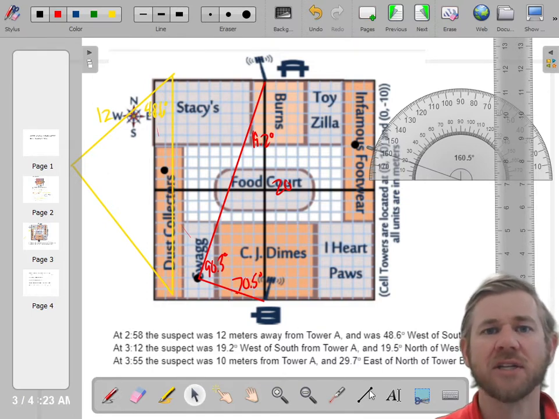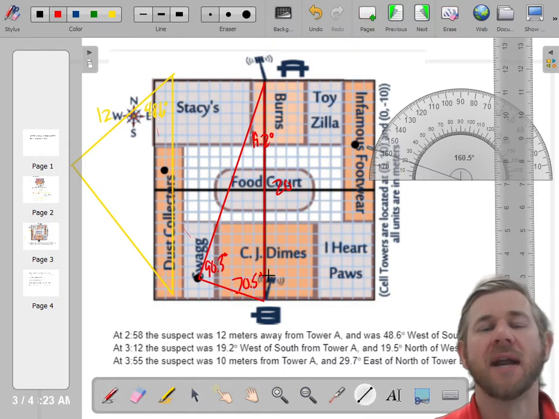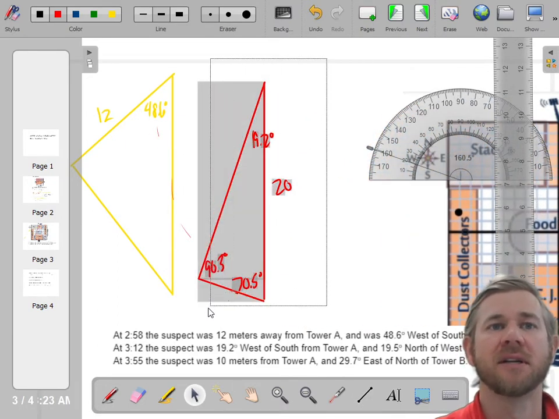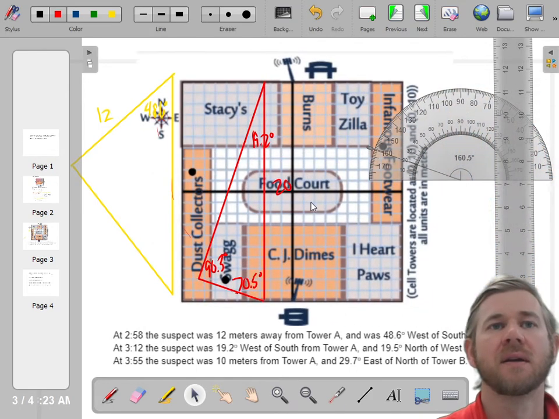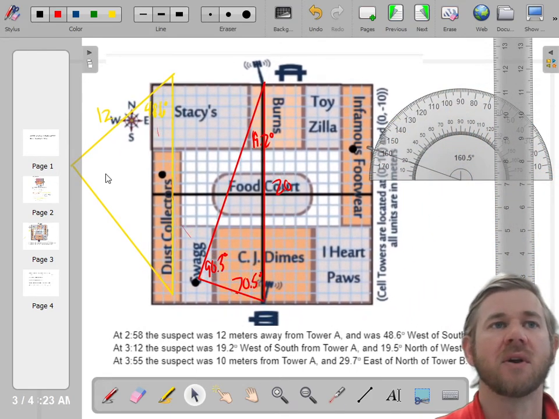So I have a good amount of information on this red triangle, and I know it's 20 because look, it says 0, 10, this is 0, 10, this is 0, negative 10. Now let's get that guy out of the way because I'm going to need to solve him. Okay, and there's my second triangle.